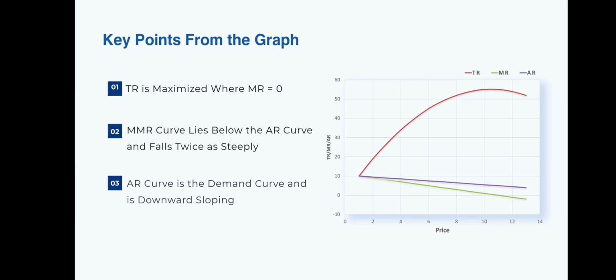So graphically, AR is a straight downward sloping line, that's the demand line, and MR is also a straight line starting from the same point on the revenue axis, but it falls twice as quickly. That's why it is twice as steep.